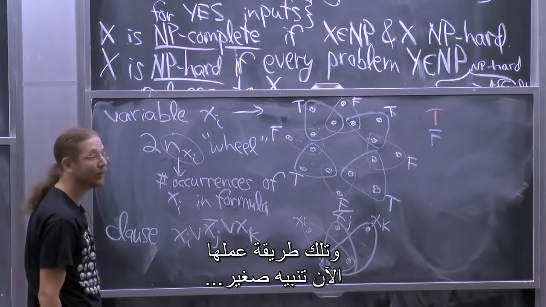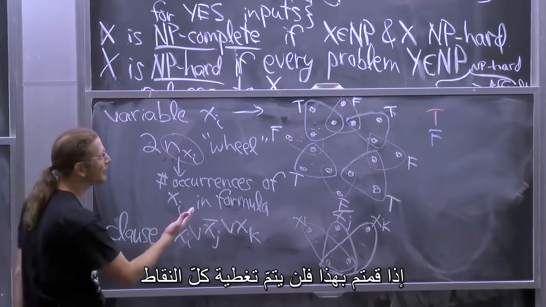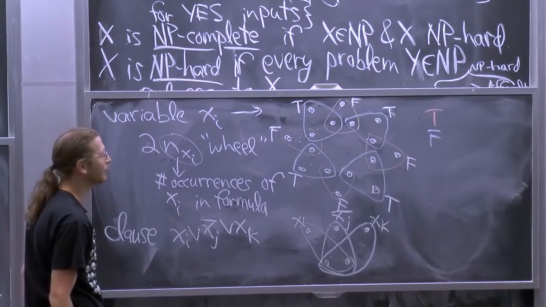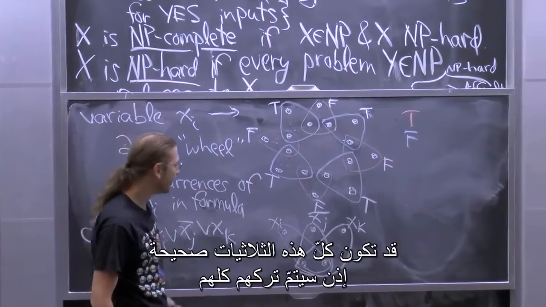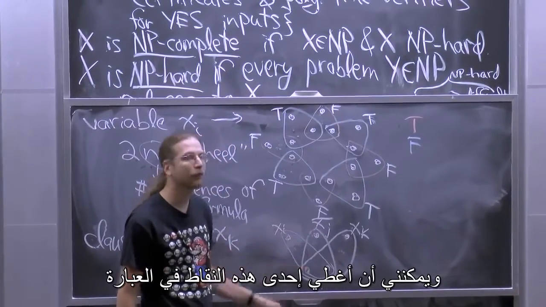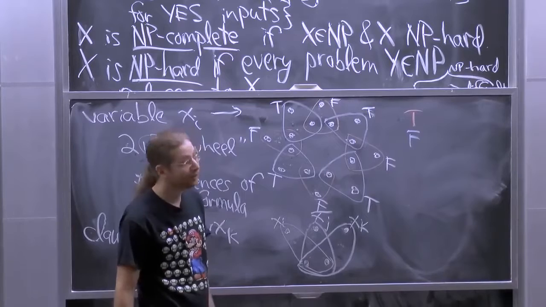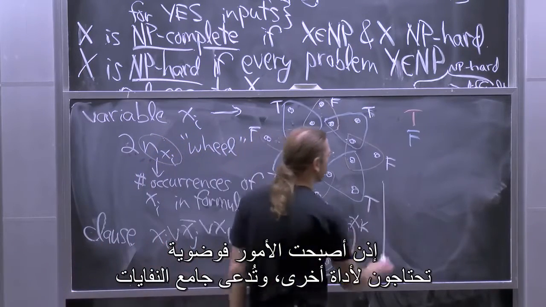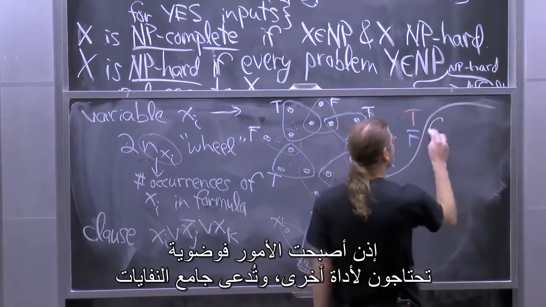Now, slight catch. If you do this, not all the points will be covered. Maybe all of these are true, and so they're all left behind, and I can only cover one of them with the clause. So a little messy. You need another gadget, which is called garbage collection.